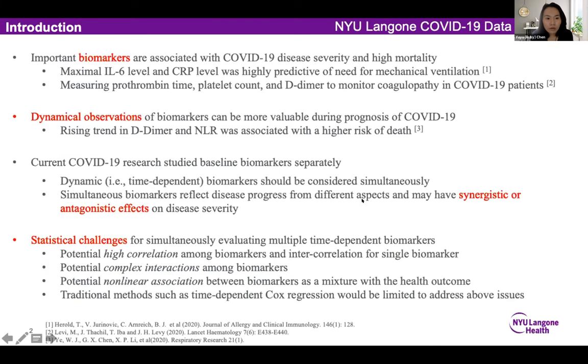Based on previous research, there are a bunch of important biomarkers associated with COVID-19 disease severity. Many of them are associated with bleeding disorder or predictive of need for mechanical ventilation. We found that the dynamic observation of biomarkers can be more variable during the prognosis of COVID-19. Current COVID-19 research mainly studied the baseline biomarkers separately, and the dynamic, or time-dependent, biomarkers should also be considered simultaneously. The simultaneous time-dependent biomarkers reflect disease progress in different aspects and can have prognostic effects on disease severity.